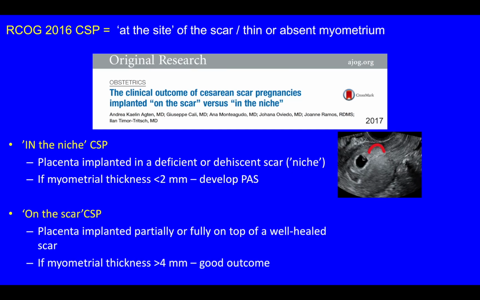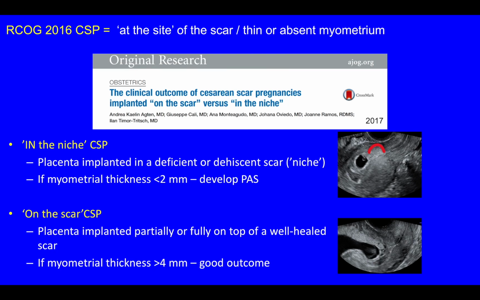But also talking about on-the-scar pregnancies, where the placenta was implanted partly or fully on top of a well-healed scar. And if the myometrial thickness was more than 4 millimeters, this was shown to have good outcome. Like here, you can see a thick scar and the placenta implanted over the top of it. So should we call that a scar pregnancy?